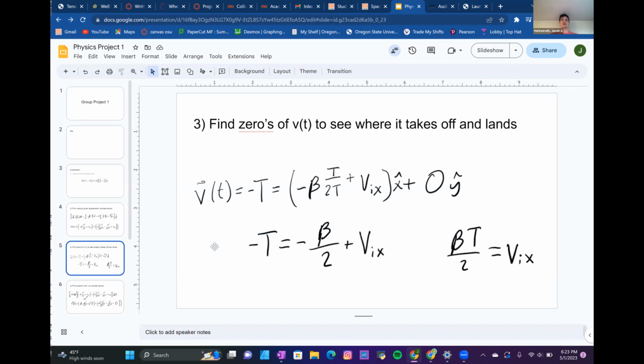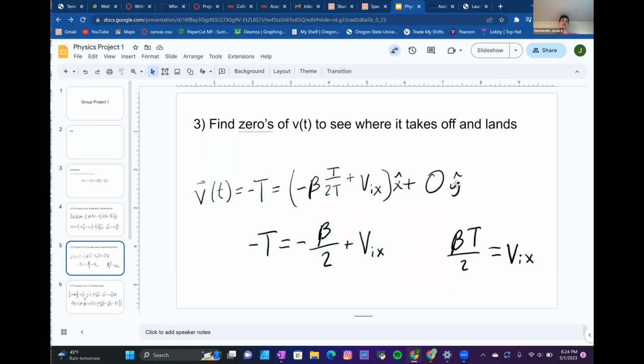Then we find the zeros of vt to see where it takes off and lands. It is important to note here that we find the zeros because, first of all, for y, we want to make it 0 right off the bat because we want it to be on level ground, which is going to be at 0. And then we want to see where the next time it is at 0. We already are given one of our initial points, where it's taking off, where we know that it's 0, which is t equals negative T, negative big T. And so we can accurately plug that in and say Vt equals negative T. And then we also can plug in negative T into this and get all this stuff.